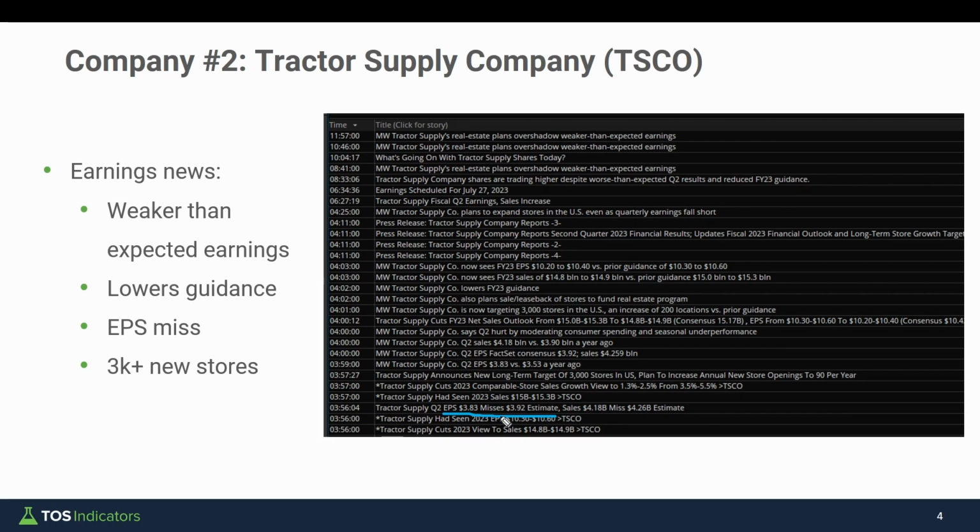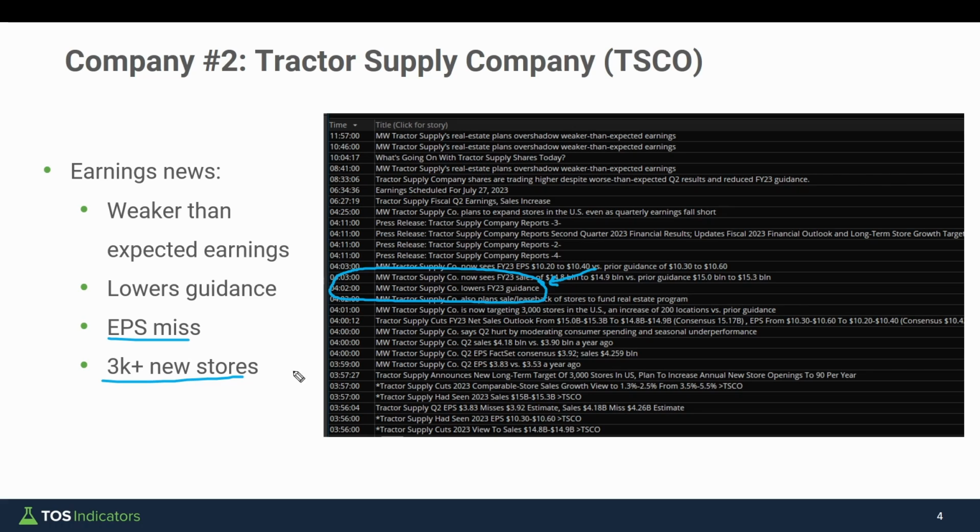EPS here was a miss. Actual EPS $3.83, estimated $3.92. Sales, also a miss. 4.18 billion actual compared to the 4.26 billion estimate. So weaker than expected earnings here. Now we also had lowered guidance. If we come in and we take a look at this news story, we can see that Tractor Supply lowers fiscal year 2023 guidance. EPS miss.